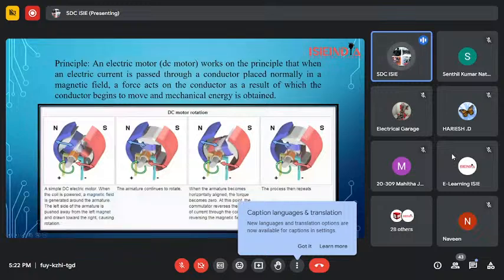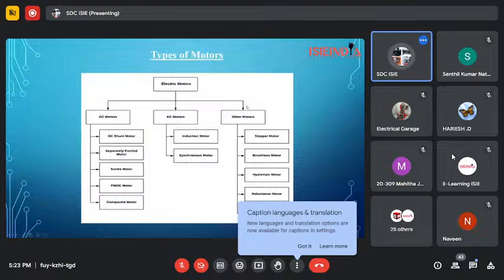First of all, the current will flow in this direction. At another point, the current will flow in the reverse direction. So what will happen here? It's like an alternating current, and the magnetic field will keep changing, which will cause the rotational motion here.